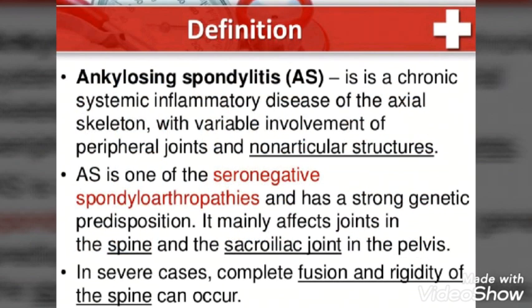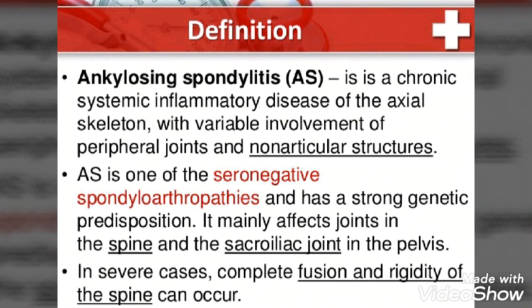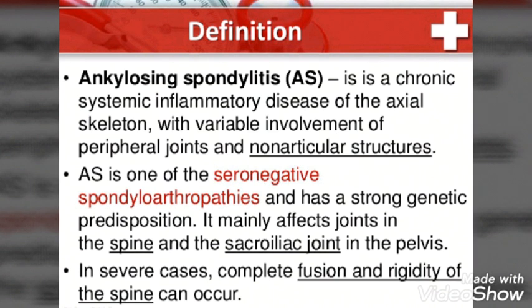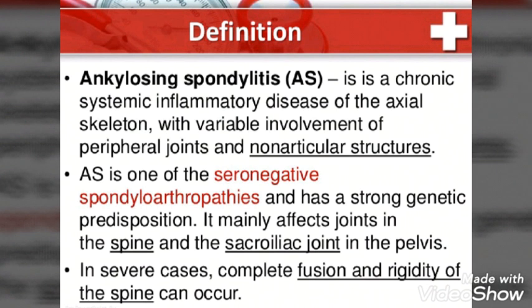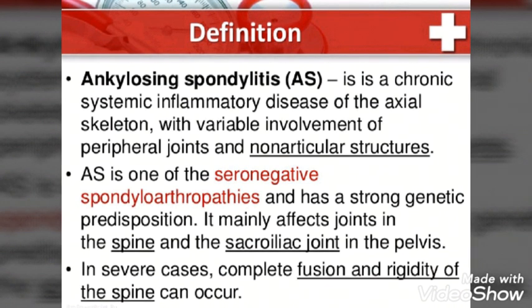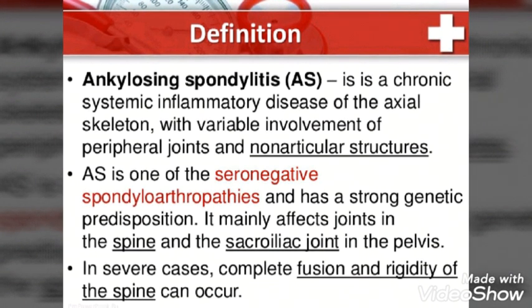Then see the definition. Ankylosing spondylitis is a chronic systemic inflammatory disease of the axial skeleton with variable involvement of peripheral joints and non-articular structures. Ankylosing spondylitis is one of the seronegative spondyloarthropathies and has a strong genetic predisposition. It mainly affects joints in the spine and the sacroiliac joint in the pelvis. In severe cases, complete fusion and rigidity of the spine can occur.